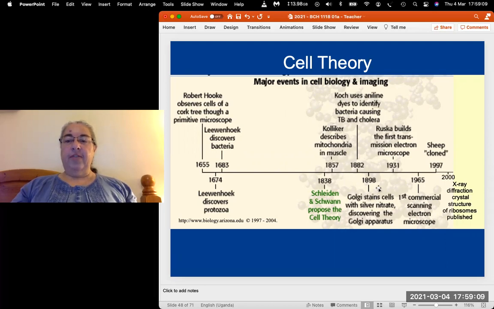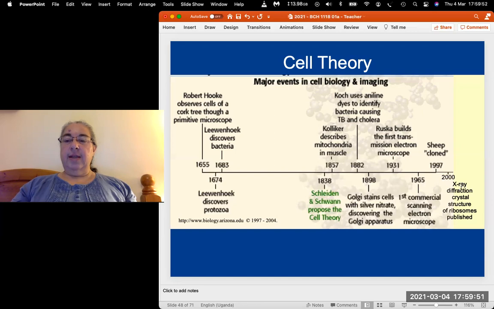Staining to help us see different things inside the cells, more types of living organisms being identified, so bacteria being found to be responsible for diseases such as TB and cholera in 1882. 1931, an electron microscope, so seeing more and more details in cells, and not much more than 30 years later, a scanning electron microscope, so great improvements in the technology. 1997, Dolly the sheep being cloned. Look that up if you don't know who Dolly the sheep is.